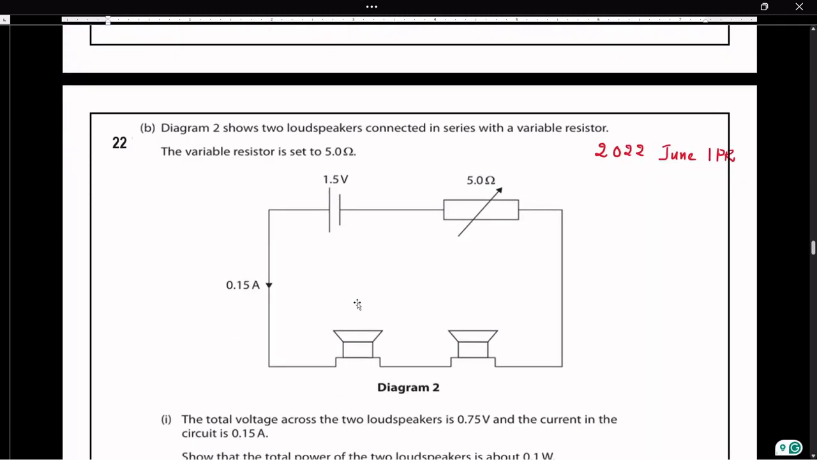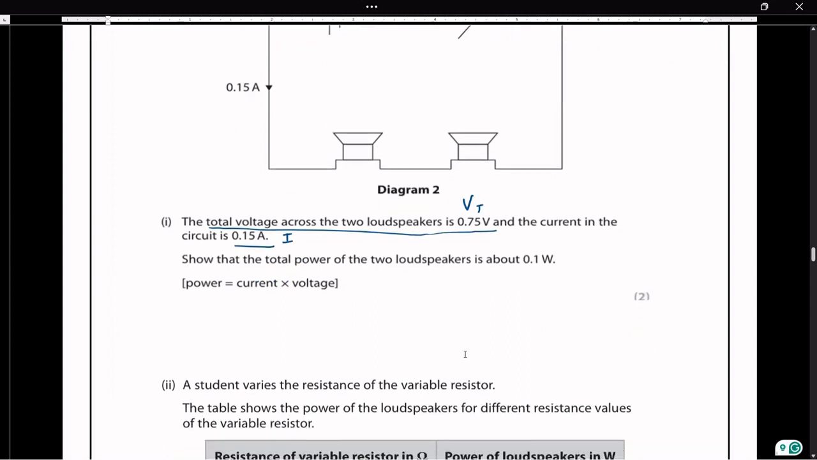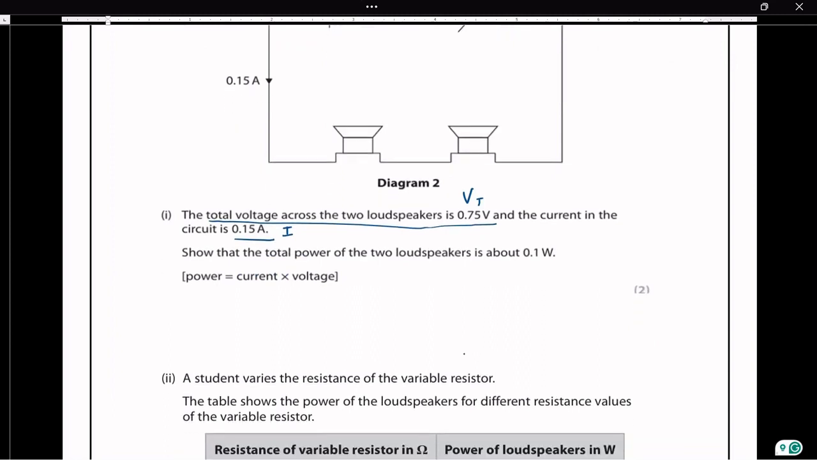The next part of the question is, there are two loudspeakers connected in series. Show that the total power of the two speakers is about 0.1 watts. It says that the total voltage across the loudspeaker, so this is the total voltage, V total, and the current is 0.15 ampere. You can use the equation power is the product of current and voltage.